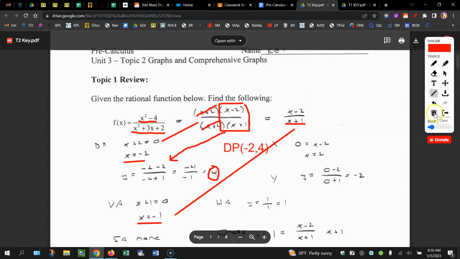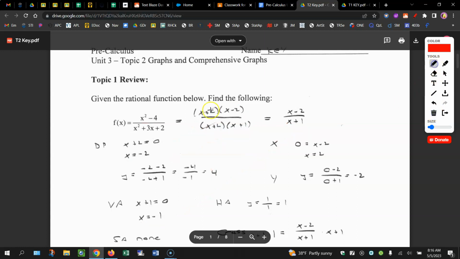For your horizontal asymptote, what you need to look at is the highest exponent in the numerator and the denominator, or the degree of the function. In this case, they're the same. So what you're going to do is you're just going to divide these leading coefficients of 1 and 1. So you'll see that happening here. Y is equal to 1 divided by 1, which is just 1. So the horizontal asymptote is y equals 1.